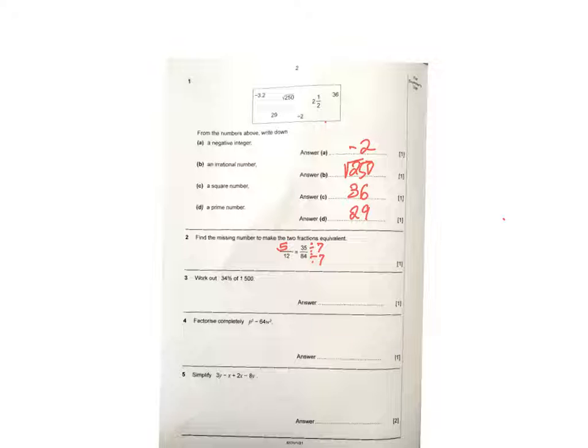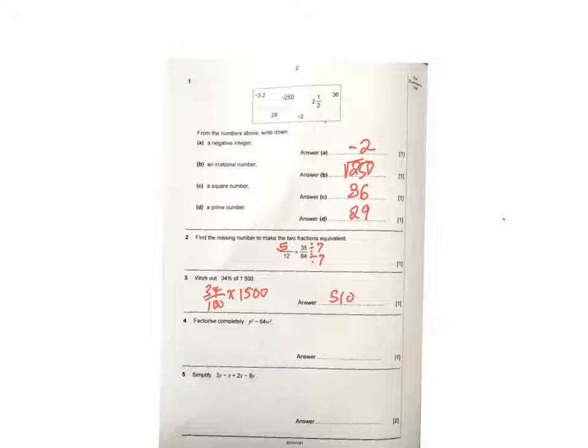Then we go to question 3. Work out 34% of 1,500. And remember, of means times. That means you have 34 out of 100, then you multiply with 1,500, and that gives us 510.